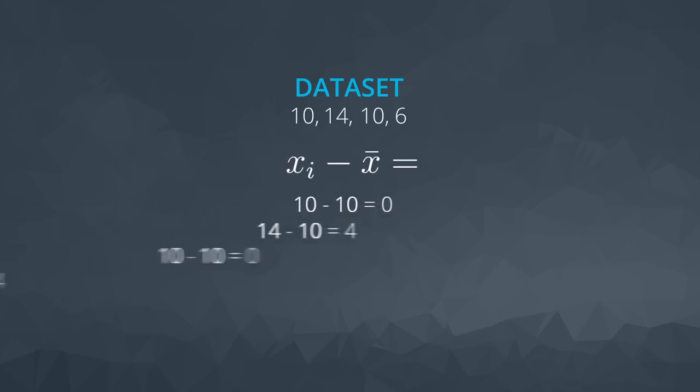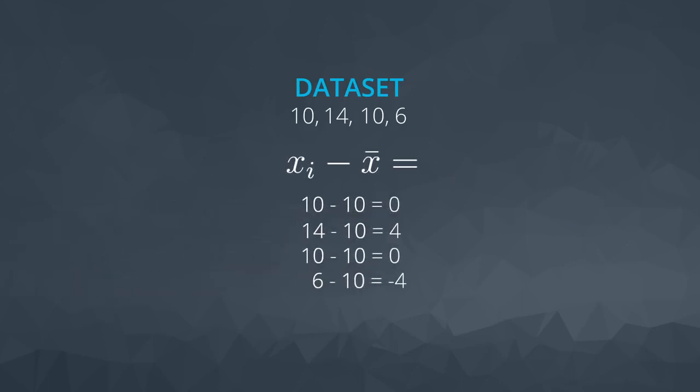Then we want to look at the distance of each observation from this mean. 2 of these observations are exactly equal to the mean, so the distance here is 0. One is 4 larger, the 14, while the other is 4 smaller, the 6. In notation, each of these is xi minus x bar.